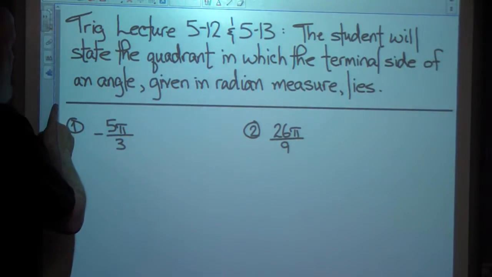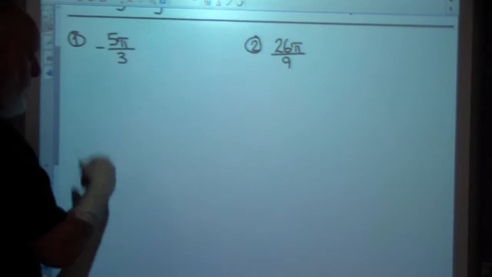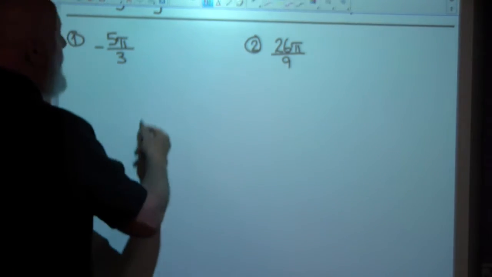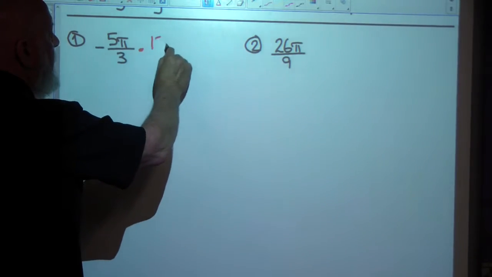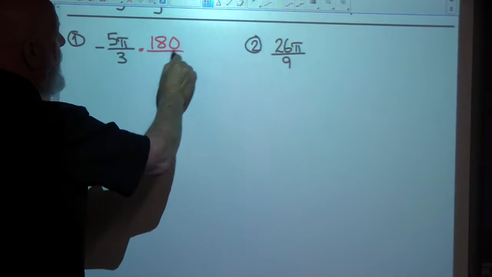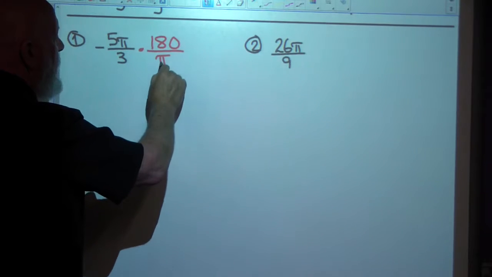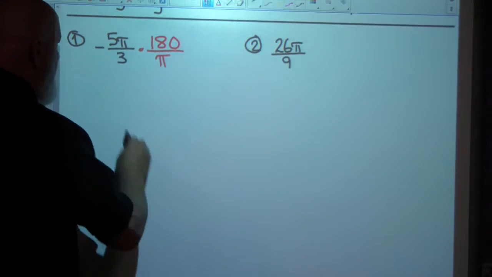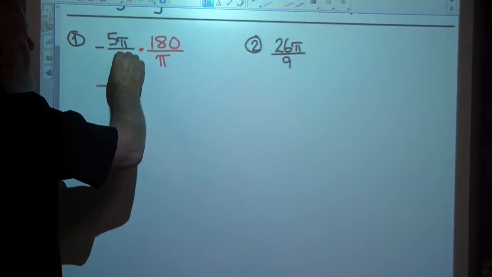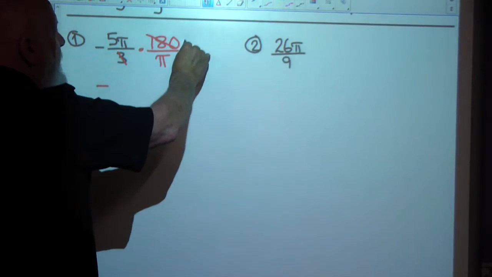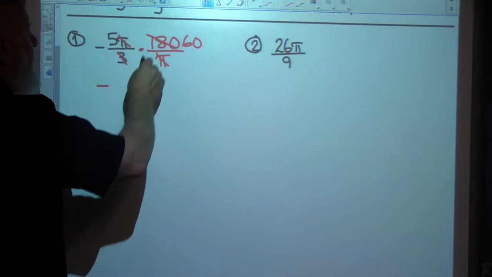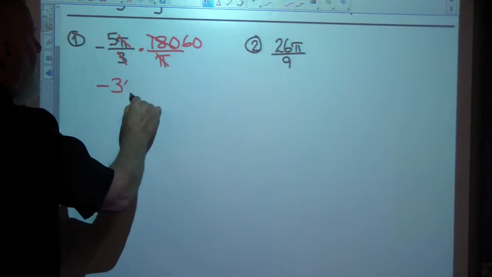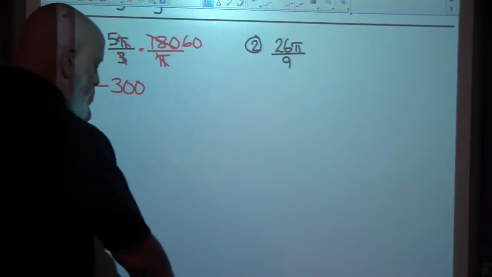So here we go. This is how we'll do it. I'll do it two different ways. A lot of kids like to change it to degrees, and they will go like this. And then that would be negative. This will cancel and give me 60. And this will cancel, and that will give me negative 300 degrees if I haven't botched my arithmetic.